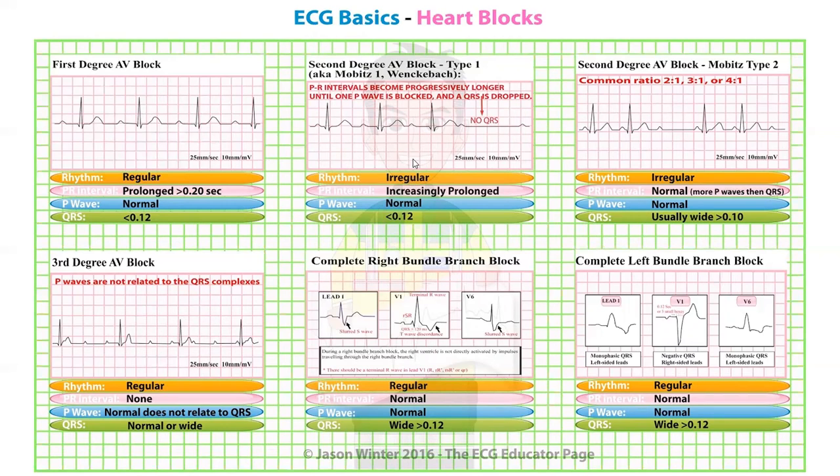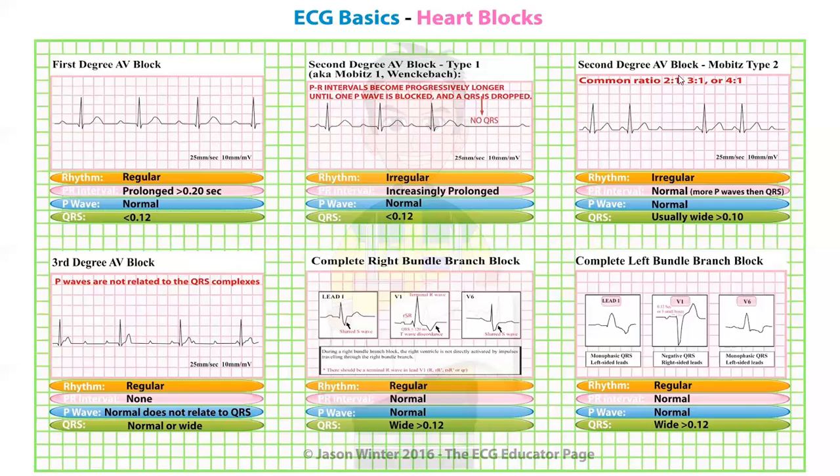Moving right along to our second degree type 1, or Wenckebach. Here in our Wenckebach, we have an irregular rhythm. Our PR intervals become progressively longer. If you look here, we're starting with this PR interval, then it gets a little longer right here, and then eventually it drops your QRS complex.